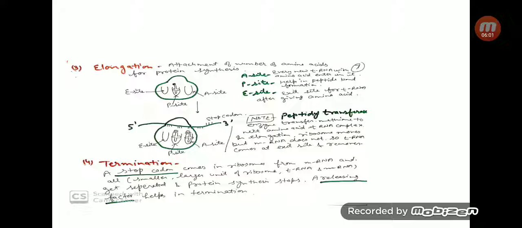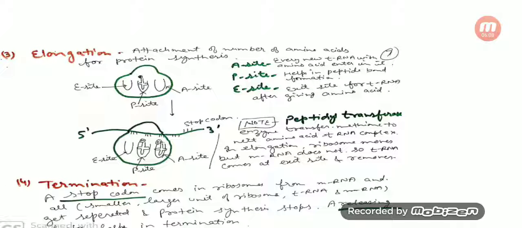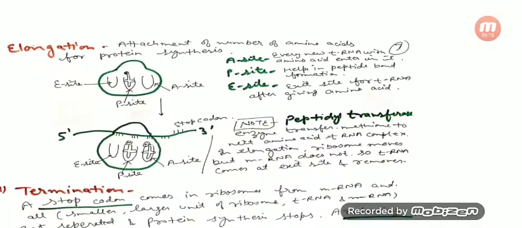Third step in translation is the elongation step. In the elongation step, there is attachment of a number of amino acids for protein synthesis. There are 3 sites in the ribosome for this: A site, P site and E site. At the E site, there is exit of tRNA after giving its amino acid, and the A site is for addition of new amino acid with tRNA, and the P site forms peptide bond.